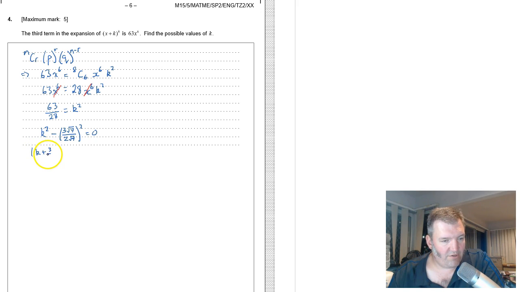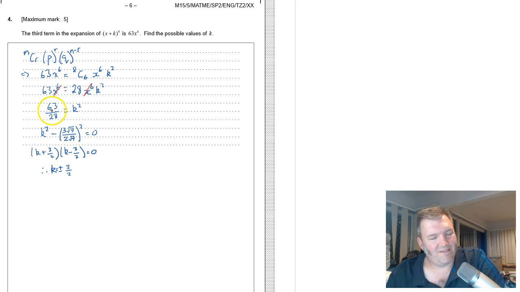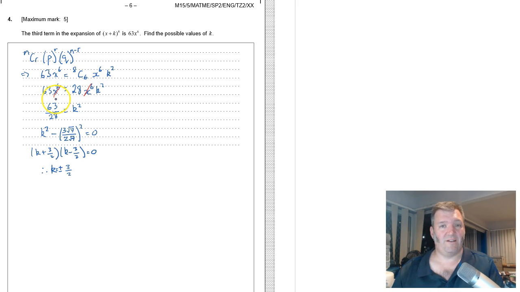So what am I left with? (k + 3/2)(k - 3/2) equals 0. Therefore, k equals plus or minus 3 over 2, or 1.5. Remember, if you fall into the trap of just square rooting at that stage, you will make a mistake. Don't do that. You will only write down the positive one. Use your brain. Trust it.